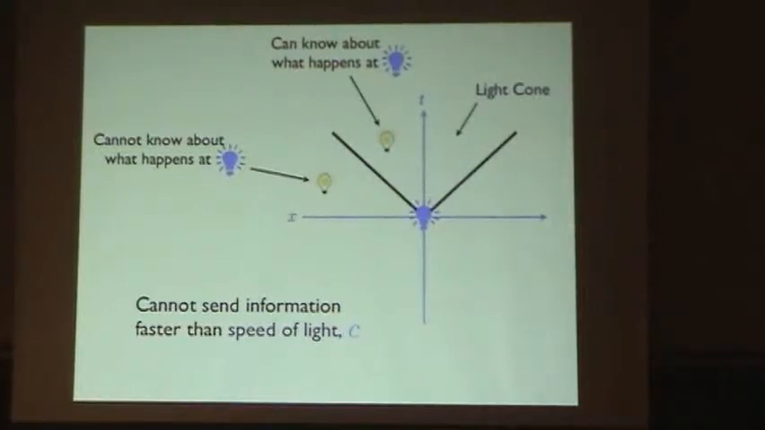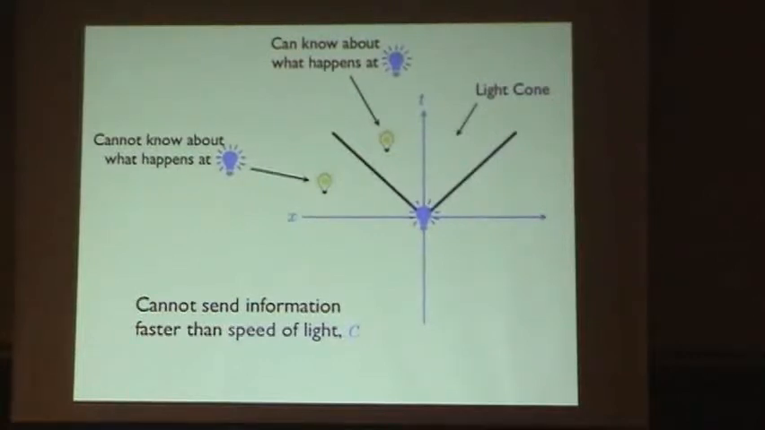So the summary of that is that an event that happens here, outside of the light cone, cannot be impacted at all by what happens at the blue light bulb. But something that happens here can. So that means that we cannot send information faster than the speed of light. If this guy was able to send information faster than the speed of light out to this guy, then we would have a violation of causality.